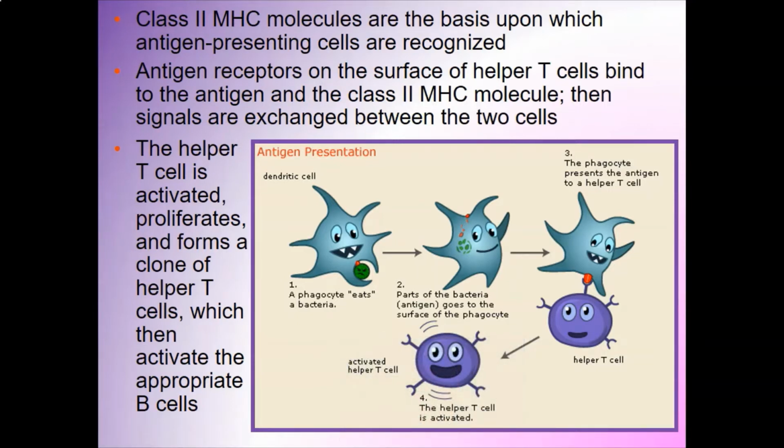So what happens once these things bond together? The antigen receptors on the surface of helper T cells bind to these antigen-presenting cells, signals are exchanged, and whammo, the helper T cell gets activated and proliferates, forming a whole bunch of clones. Now these cells can go out and activate other cells. So once a helper T cell bonds to an antigen-presenting cell, so long as it has the right receptor, we're in business and ready to start this war.